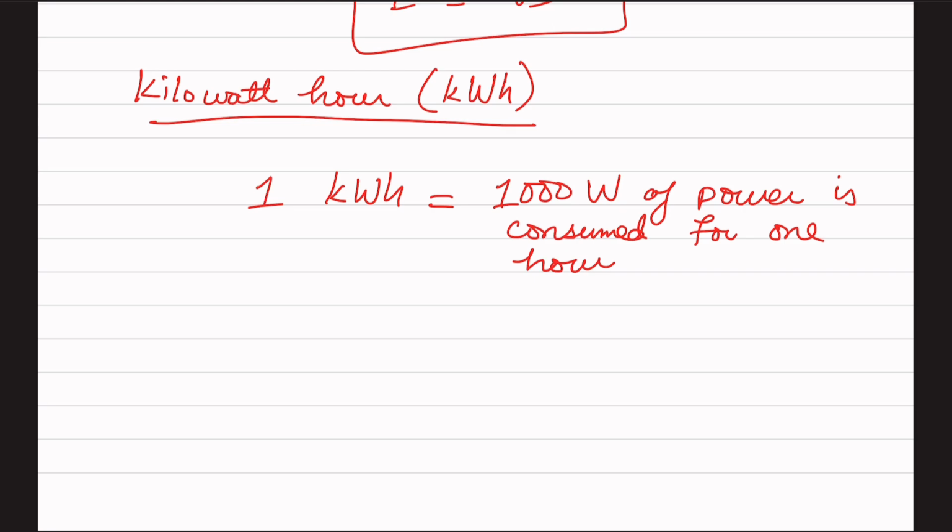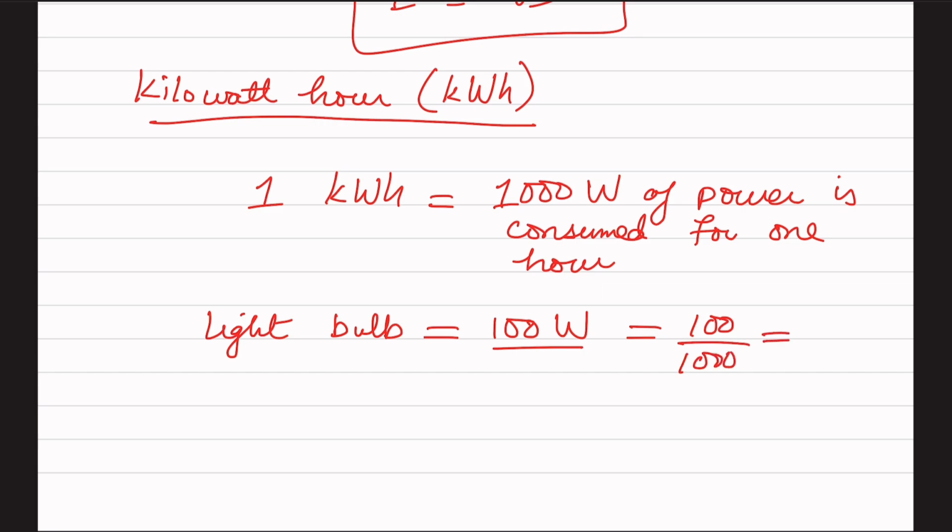So for the sake of example, let's suppose we have a light bulb of 100 watts, and it stays on from 6 p.m. at night till 6 a.m. in the morning. So for 12 hours, it stays on. The power, as you can see, is in watts. We'll convert the power into kilowatts first of all. In order to convert watts into kilowatts, we will divide by 1000. So 100 divided by 1000 equals 0.1 kilowatts.